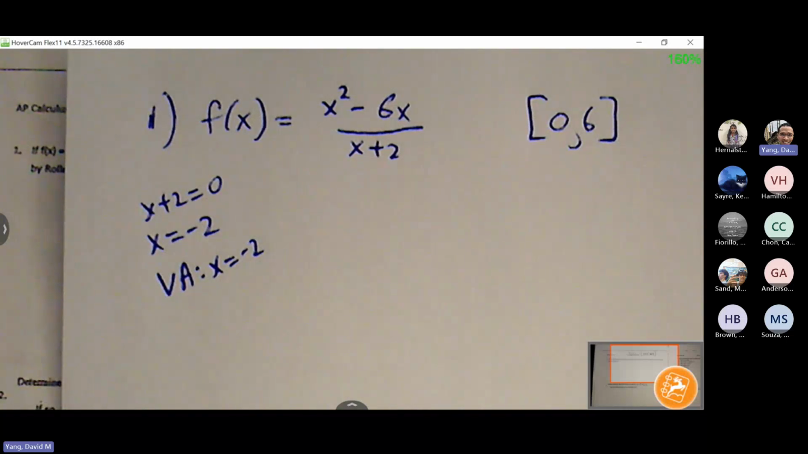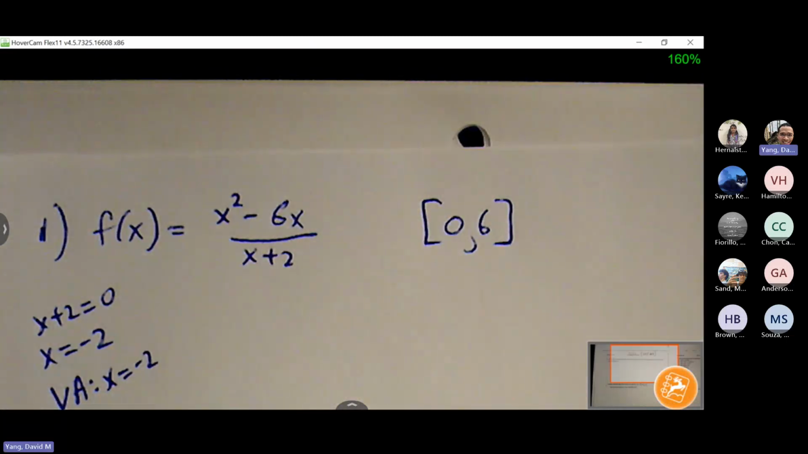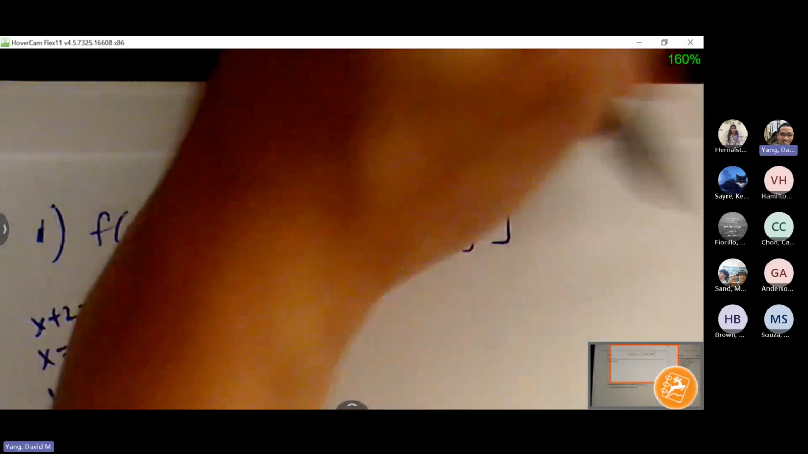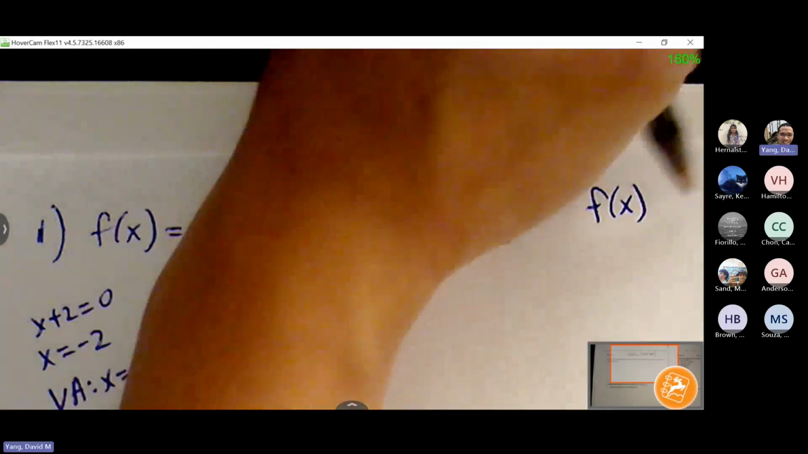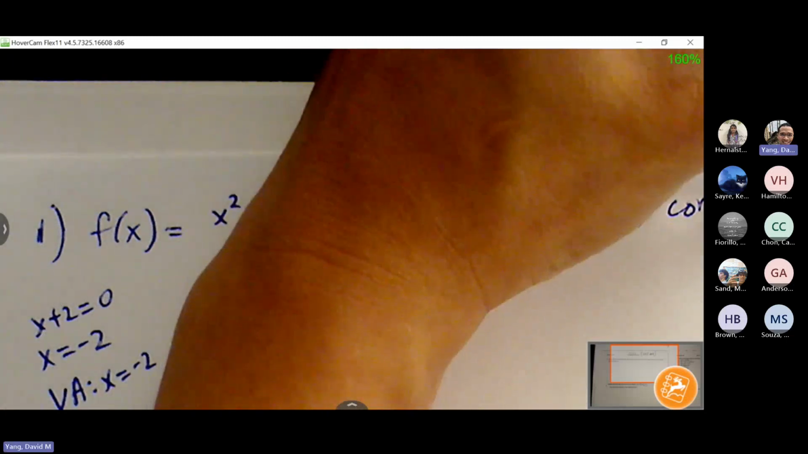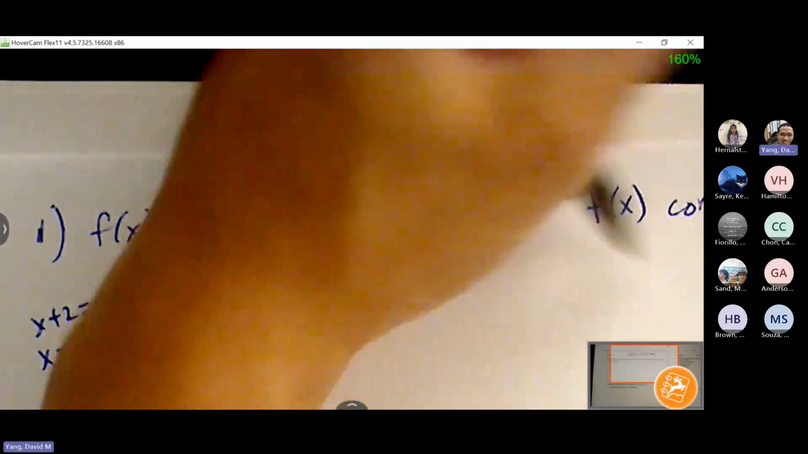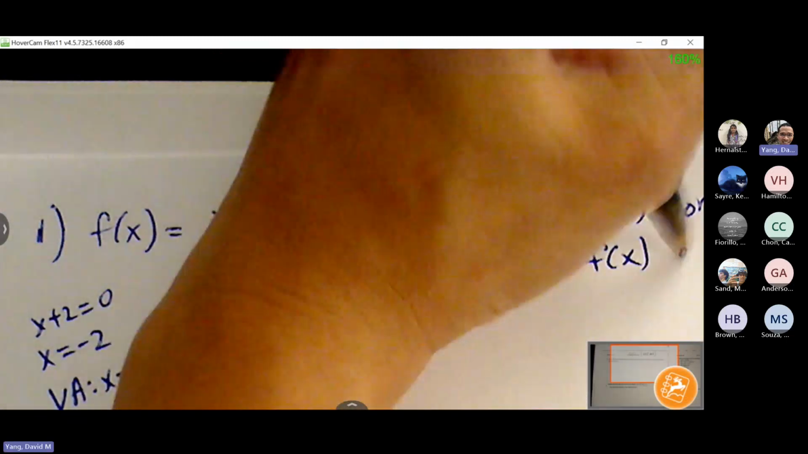Make sure that you are checking it and that you are also writing out those conditions. Now, I did not do it perfectly right on the key. I have to make sure I write out both statements. And continuity is with brackets. Differentiable is with parentheses.